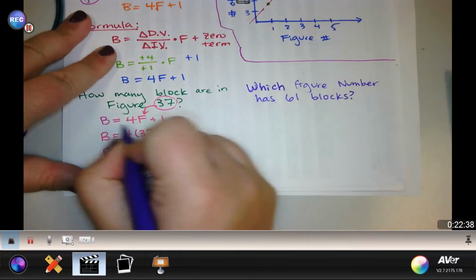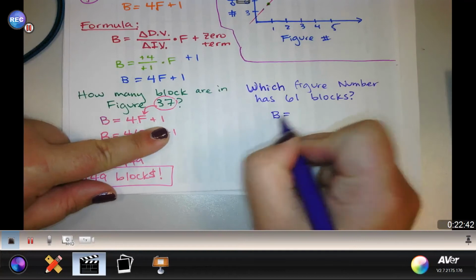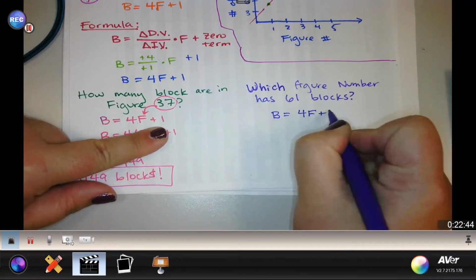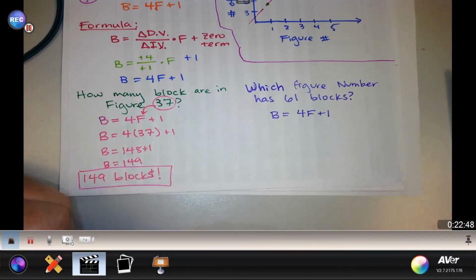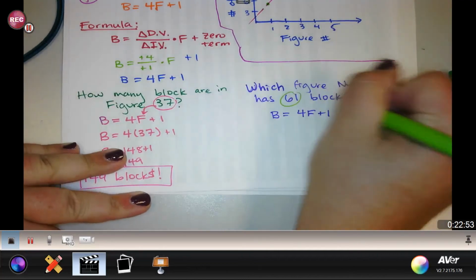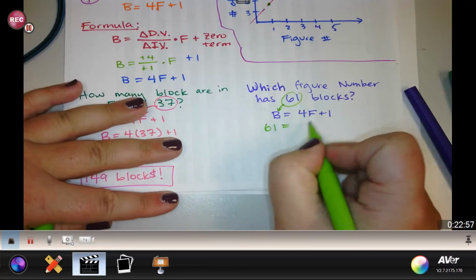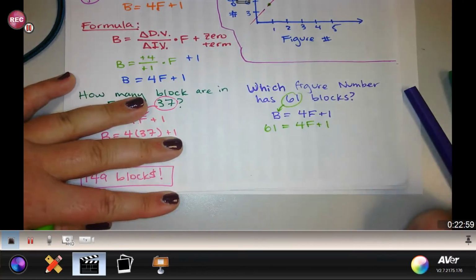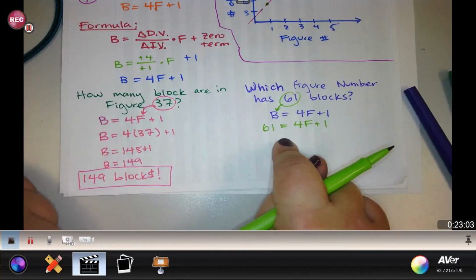So again, I'm going to pull exactly the symbolic, B equals 4F plus 1. And then again, the thing I'm looking for is, can you put this in the correct spot? So that means that you want to take the 61, and since it's number of blocks, put it in for B. 61 equals 4F plus 1. Now, again, I don't expect you to be able to solve this yet.